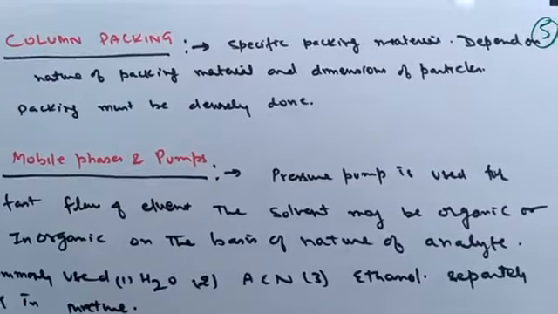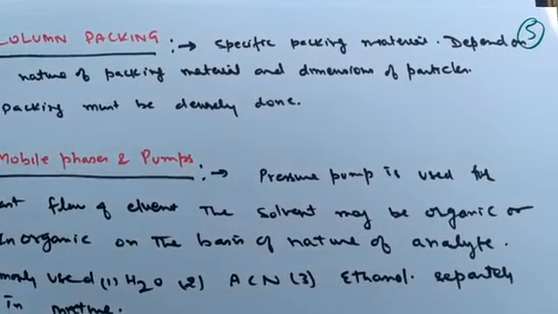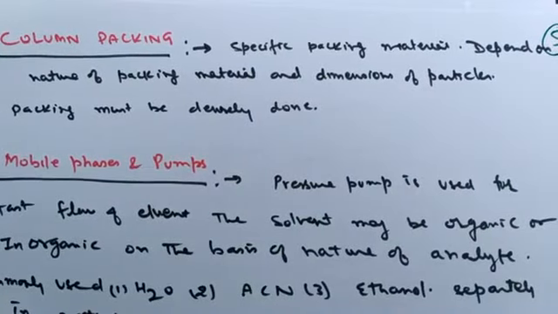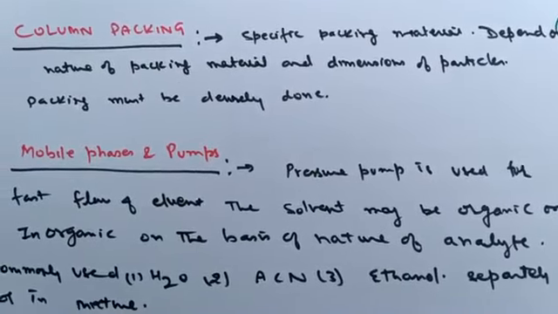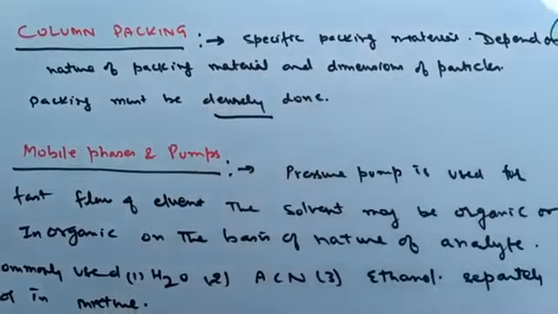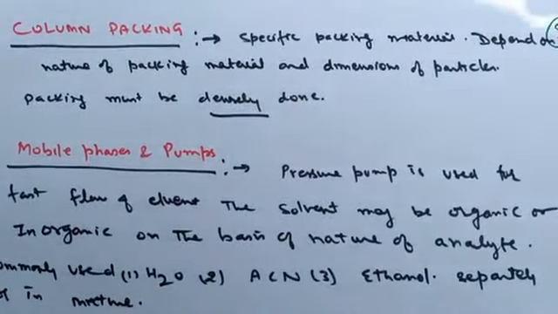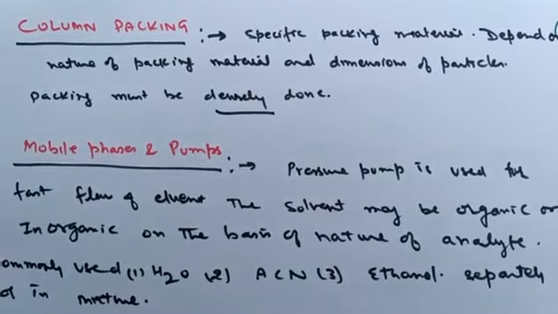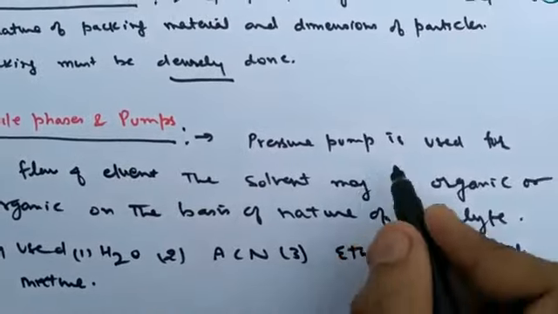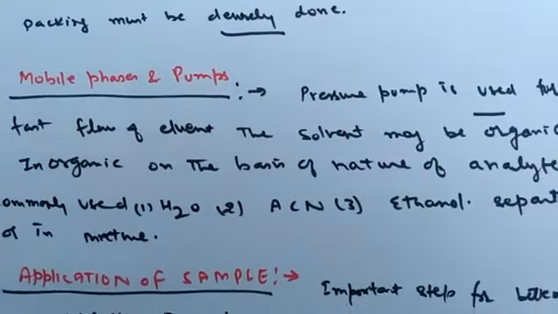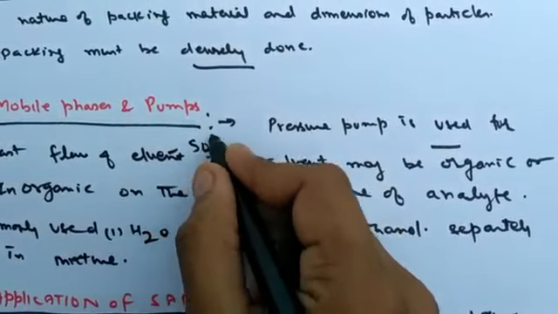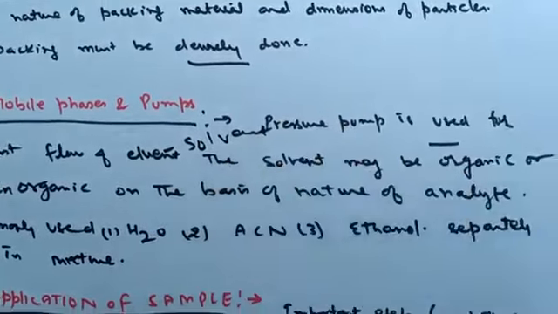Next is the column packing. Specific material is used here for the column packing. It depends on the nature of the packing material and the dimension of the particles. It should be densely packed; the column packing should not be loosely held. Mobile phase and pump: the pressure pump is used here for the fast flow of the eluent, that is the solvent that runs along with the solute.